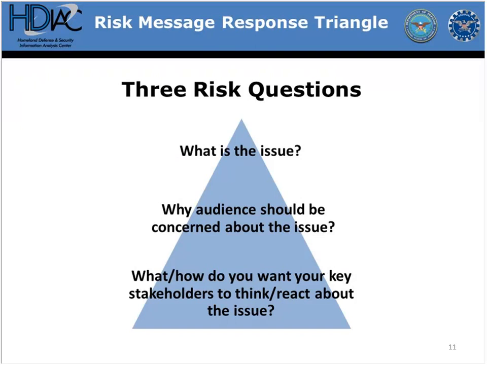So as we look at risk communication and we pose it in a triangle, there are three important questions that we would need to address in the risk communication world: what is the issue, why should your audience or your community members be concerned, and what or how do you want your audience or stakeholders to react or think about this particular issue.